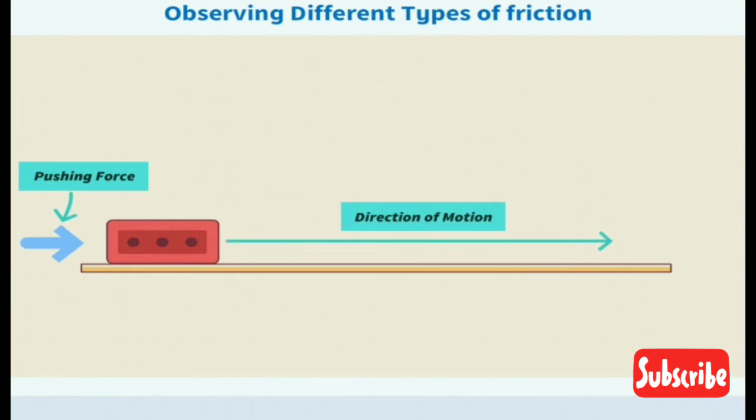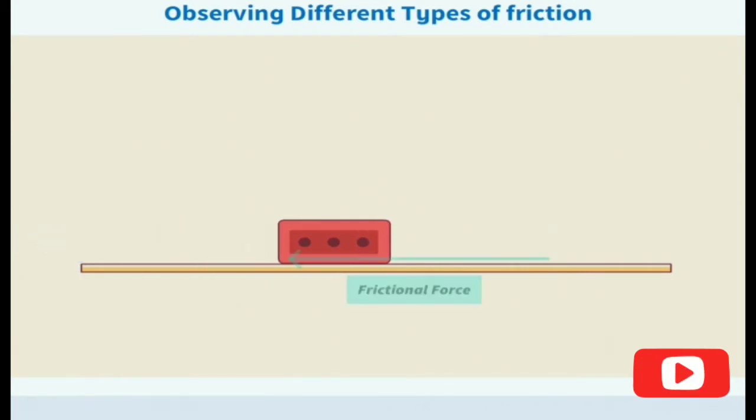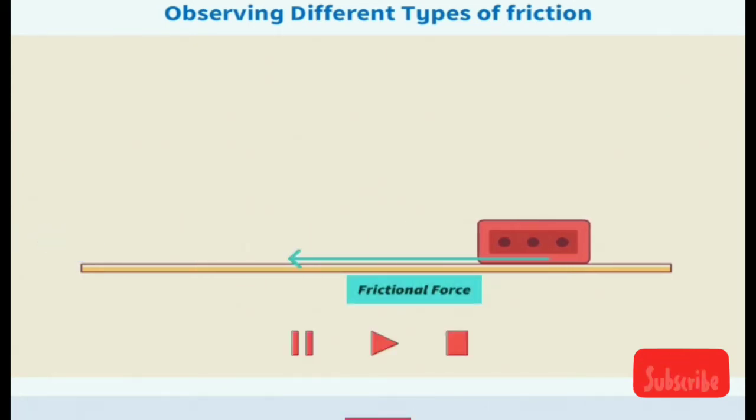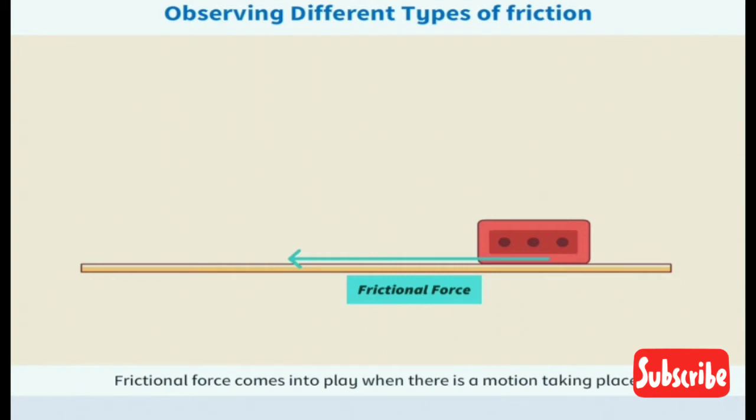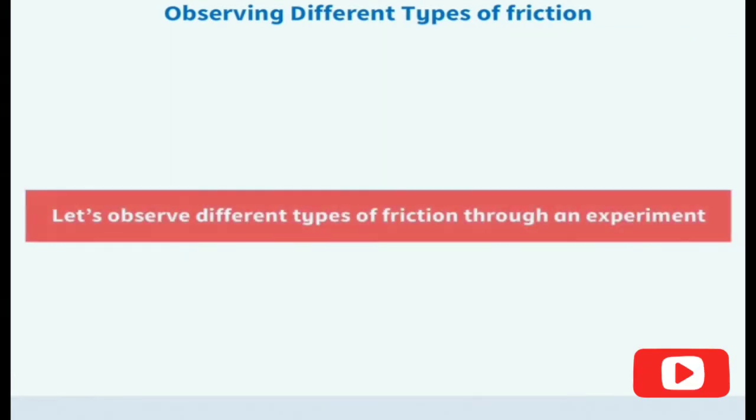Frictional force comes into play when any two objects are in contact with each other, and when any object is moving over the surface of another. Frictional force comes into play when there is a motion taking place. Let's observe different types of friction through an experiment.